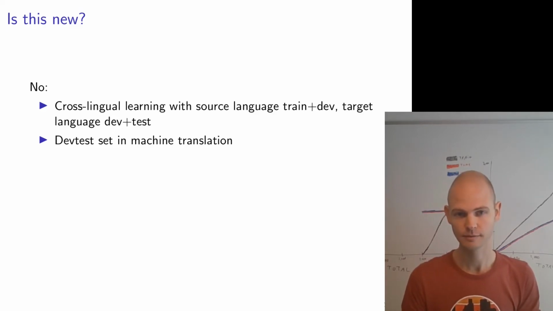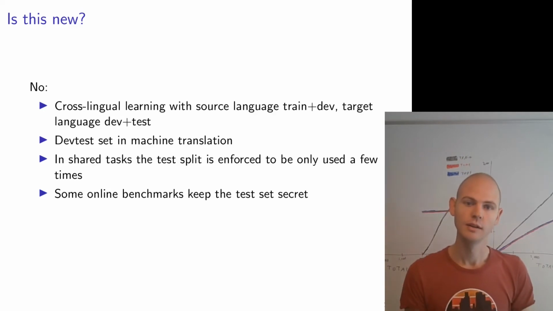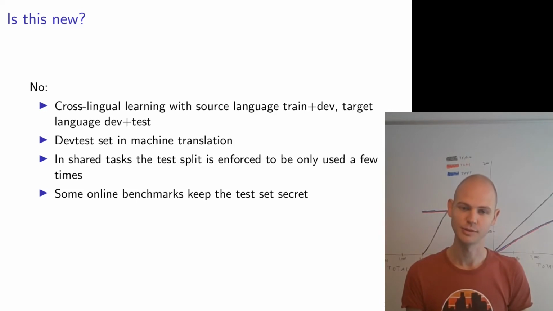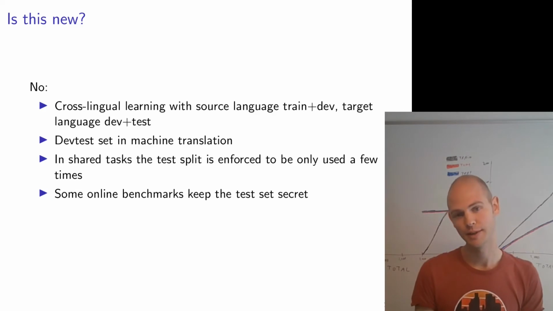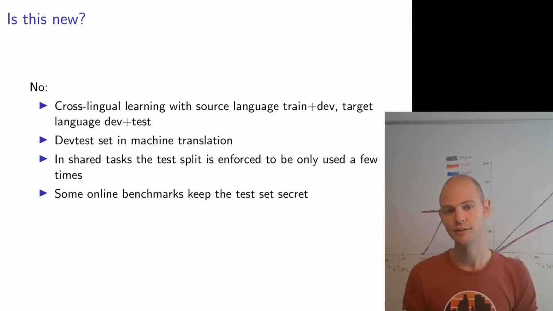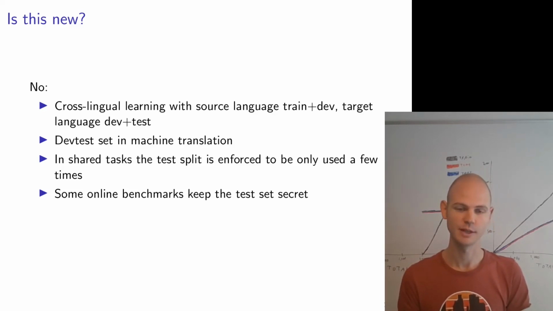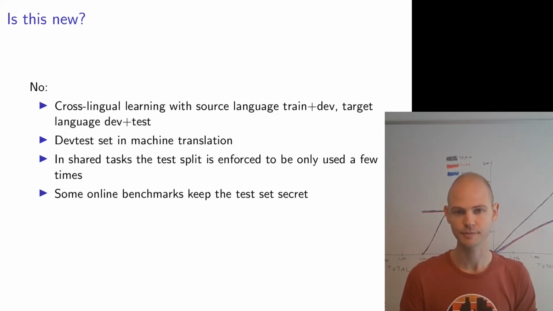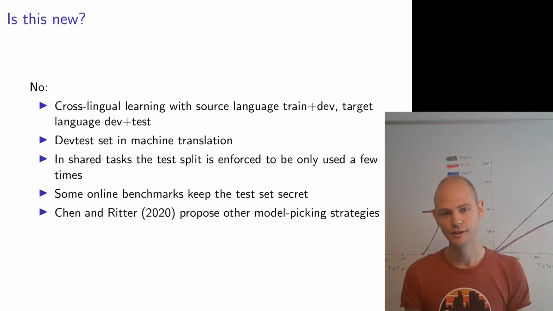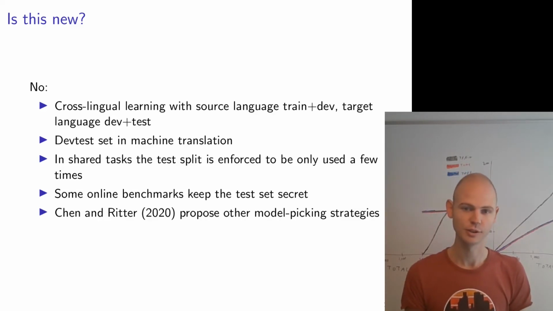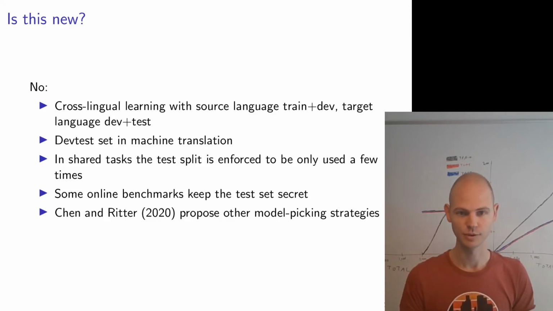Furthermore, in shared tasks, the test split is enforced to be only used a few times, because you're not allowed to submit an infinite number of models. And also, some online benchmarks keep the test set secret. In both of these setups, people often simply use the dev set for model picking as well as hyperparameter tuning, which is suboptimal. And in other work, Chen and Ritter recently proposed other model picking strategies that don't require a dev or a tune set. So in this setup, you can safely use the dev set to compare different versions of your model.